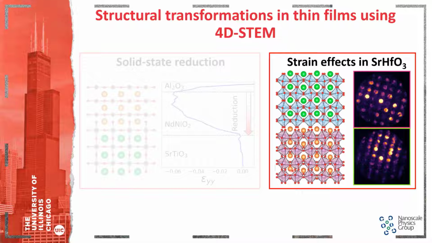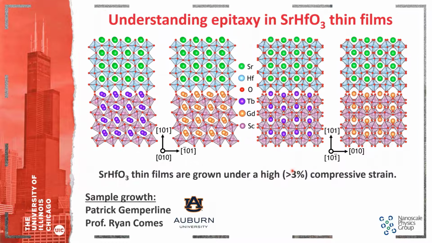Moving on, now I'll be talking about the effect of high compressive strain on the phase separation and other properties in strontium hafnate. We use scandate-based substrates, terbium scandate and gadolinium scandate, and strontium hafnate films are grown under very high compressive strain, greater than 3%. So this is the substrate, and this is the strontium hafnate film.